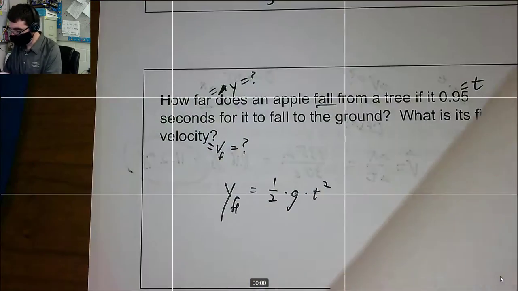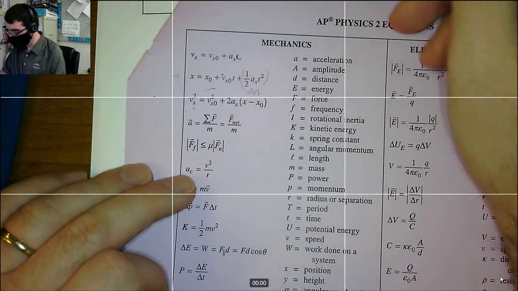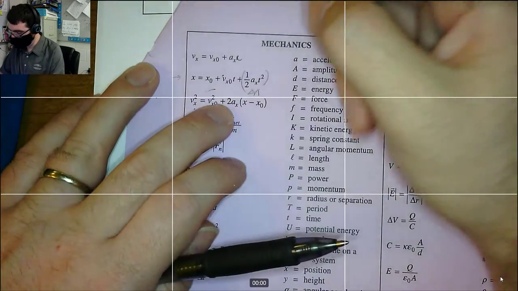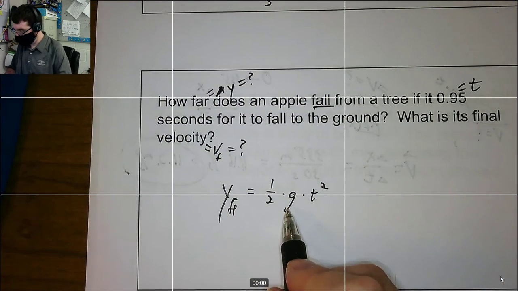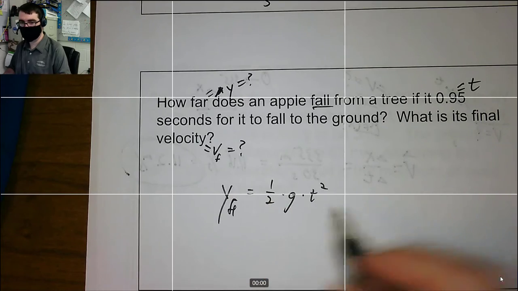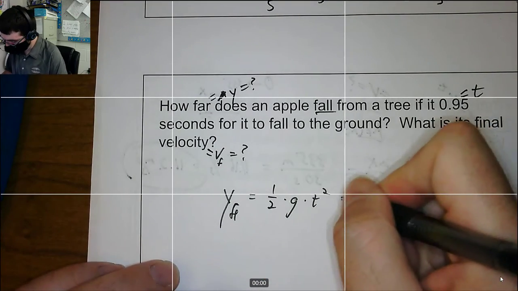Initial speed, I'm assuming that if it's falling from the tree that it was at rest to begin with. The problem probably should have explicitly stated that, but that's going to be 0. 0 times time is going to give me 0, and then I have 1/2 at squared. Well, g, the acceleration due to gravity, is just a special a, so 1/2 at squared here. This is the same formula.